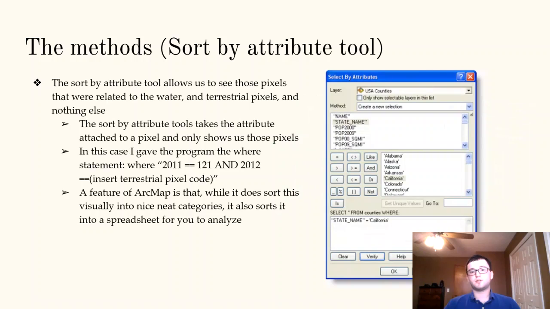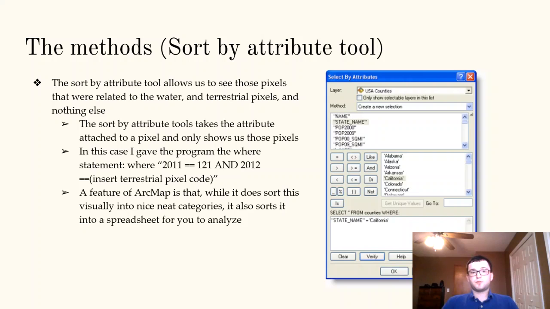We also use the sort by attribute tool. The sort by attribute tool allows us to see those pixels that were related to water and terrestrial pixels and nothing else. So we wanted to take the output of the combine tool and see specifically what was happening to these open water pixels and how they were changing from year to year, and how these terrestrial pixels, such as herbaceous wetland, woody wetland, and pasture, were changing with the open water variable.